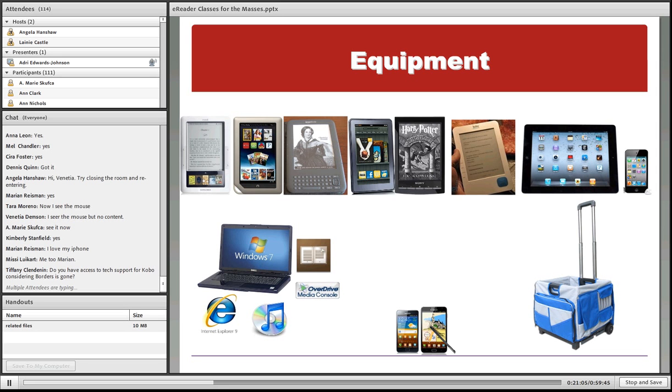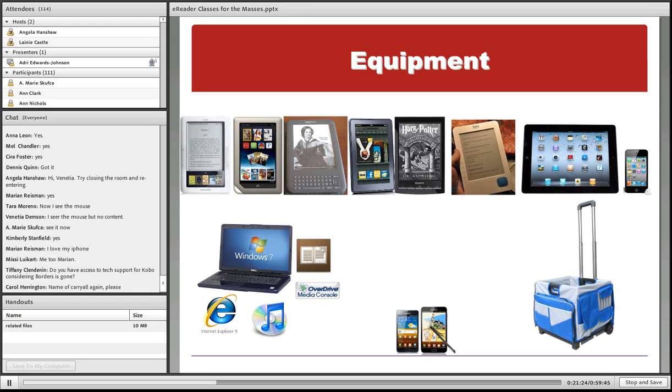That's a good question. Do we have tech support for Kobo considering Borders is gone? Borders did sell the Kobo in their stores, but Kobo is its own company, and we've really not had any problems with our Kobo.